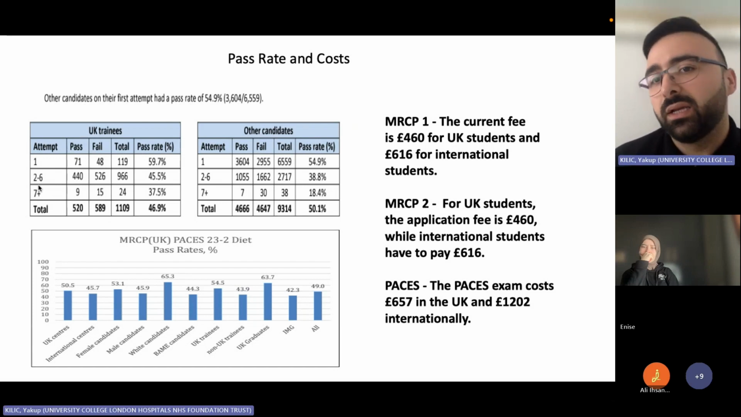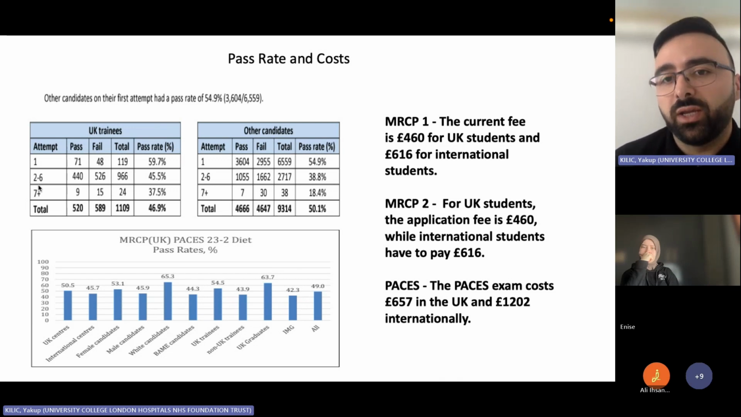For part 1, currently, when I last checked, it was around £460 for UK students, and IMG is £616. But if you're in the UK currently, I think you still pay 460 rather than the international cost. Same for part 2. PACES, or part 3, is quite expensive actually. If you're international, just over £1,200, and for UK, £657.